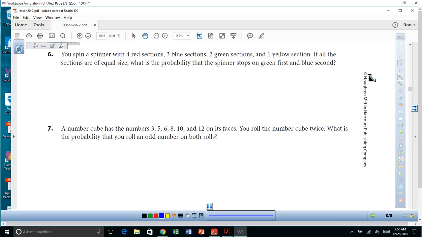Okay, so the probability of green will be, let's see, we have two green, right? And then how many are there total? 4, 7, 8, 9, 10. So 2 over 10, which is 1/5.